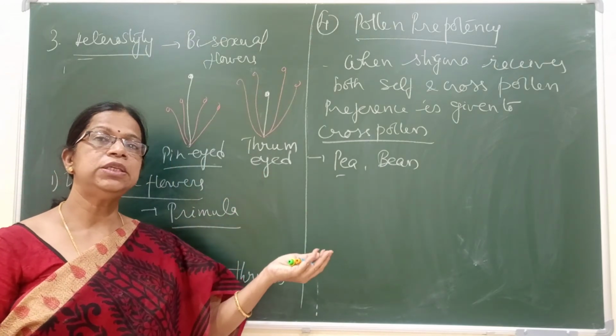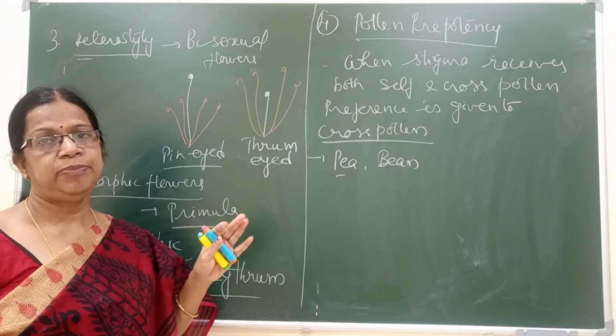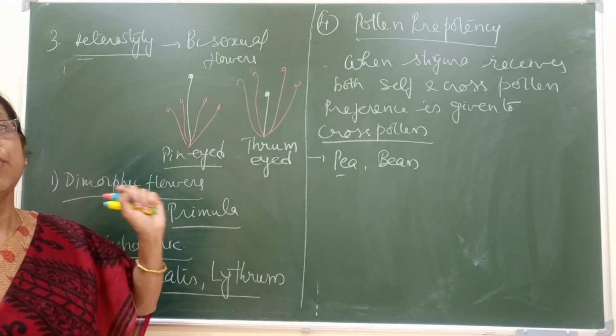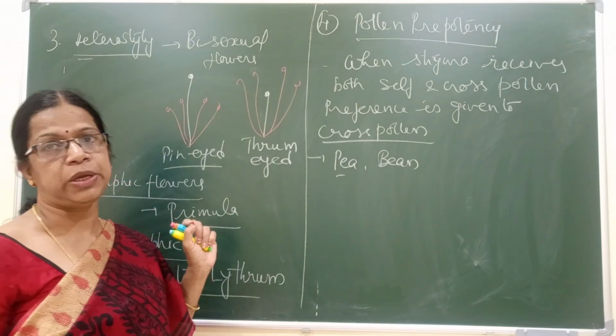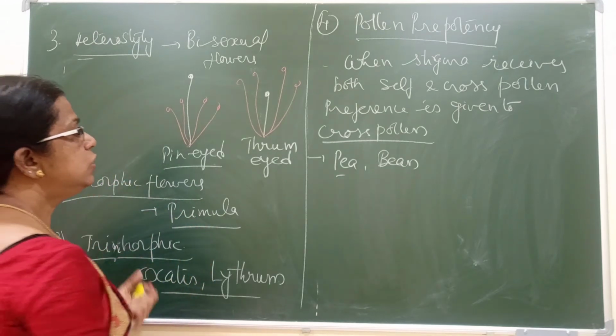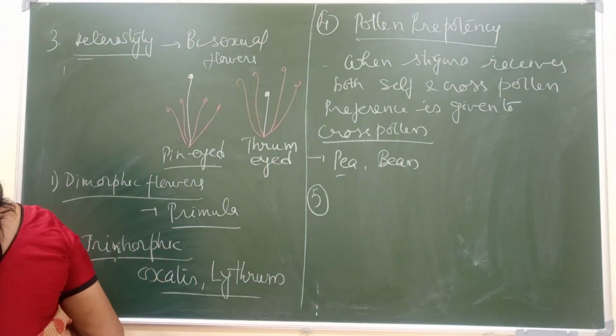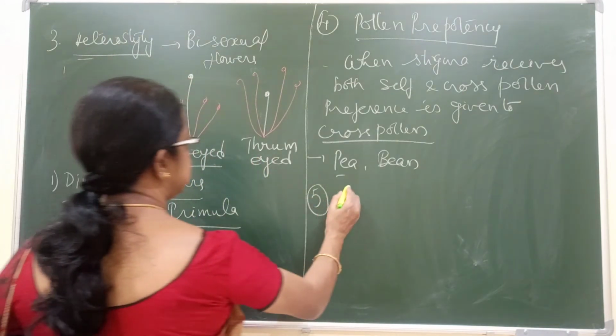Suppose a flower receives only self pollen, then self pollen can germinate. Therefore in these plants we can find both self as well as cross pollination. Now the next one, the fifth type of contrivance, is called self-sterility.